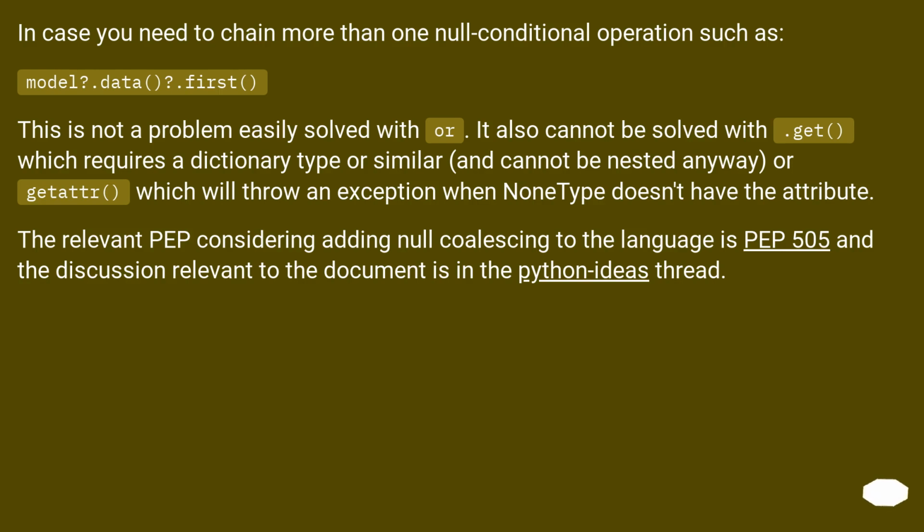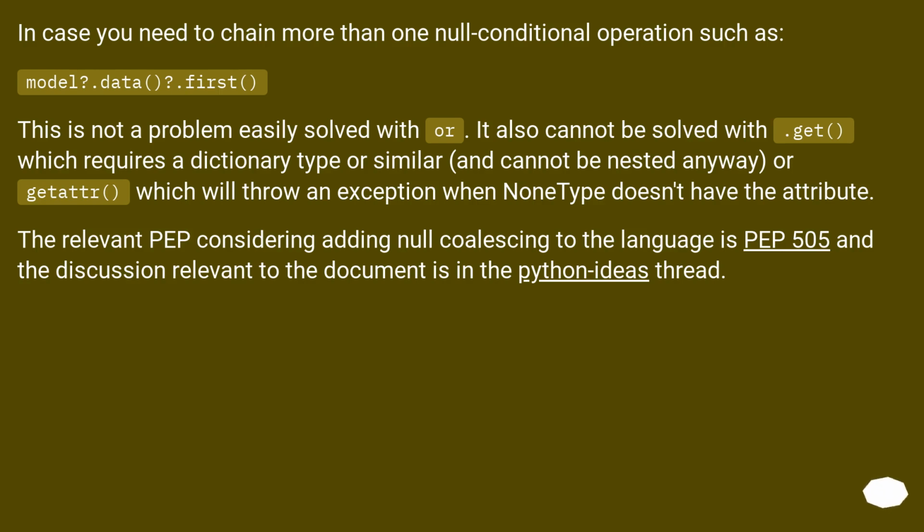In case you need to chain more than one null conditional operation such as model?.data?.first, this is not a problem easily solved with OR. It also cannot be solved with .get, which requires a dictionary type or similar, and cannot be nested anyway, or getattr, which will throw an exception when NoneType doesn't have the attribute.